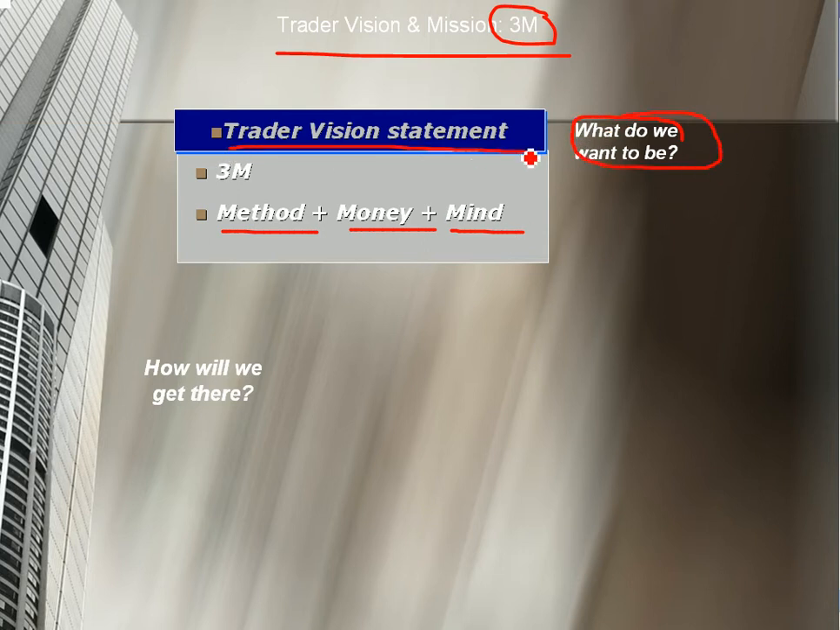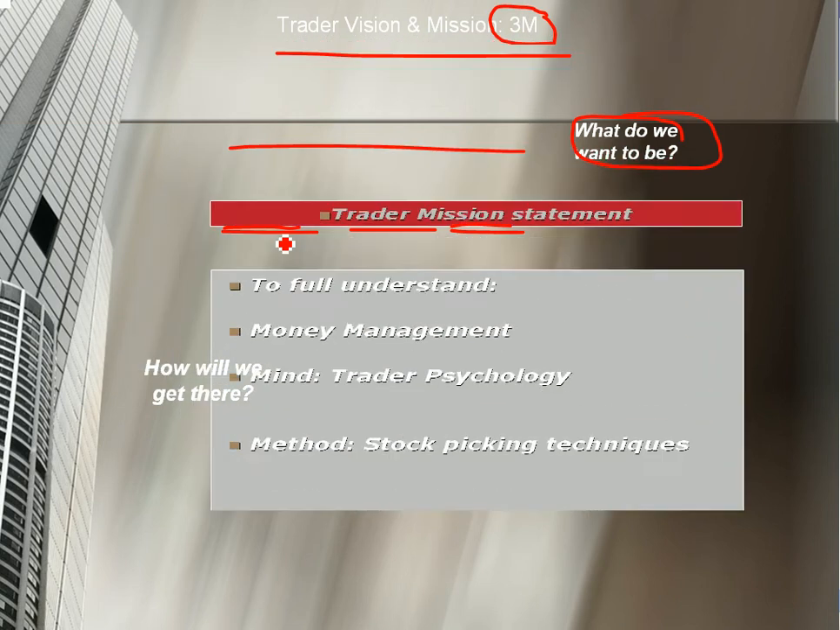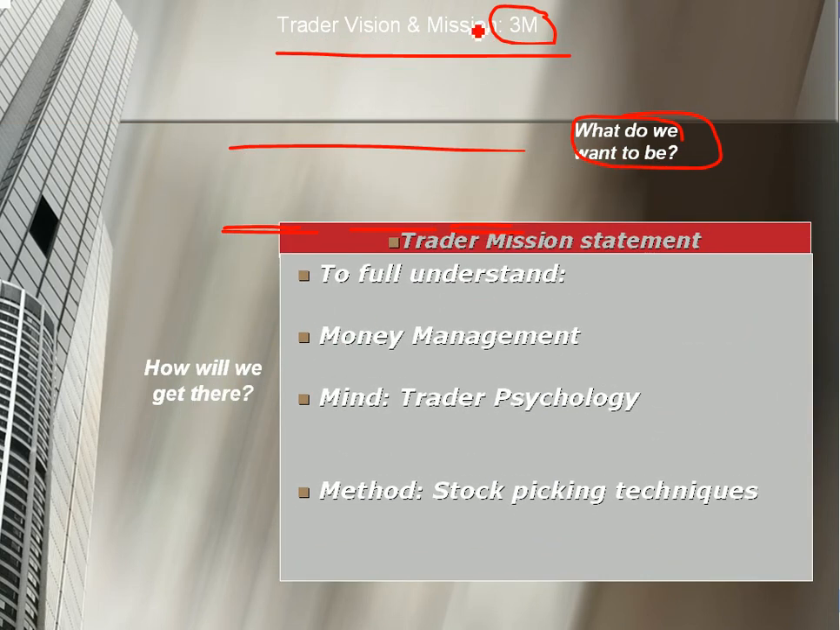We want to be able to make money without stress. We want to be able to be in control and disciplined over our emotions. We need to have a methodology to enable us to do that. So how are we going to get there? Well, the main way in which we get there is by focusing on these 3 M's. We need to understand money management. How do we decide how much money to put into a trade? When do we decide when to get out? Based on rules from the trading professionals, which I'll give you.